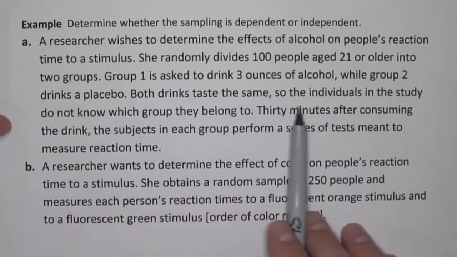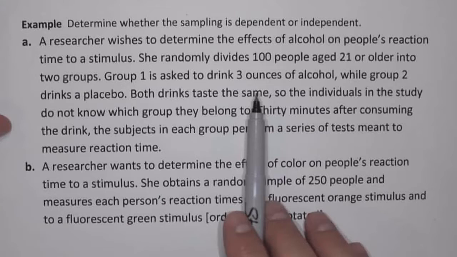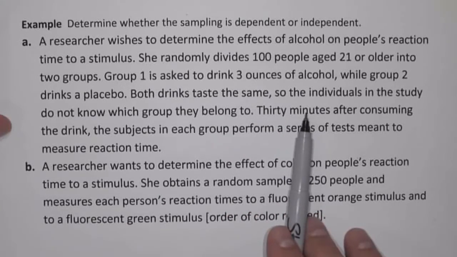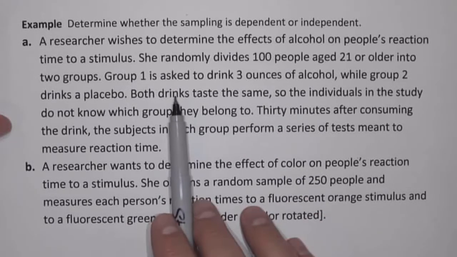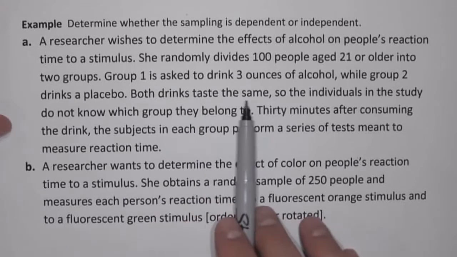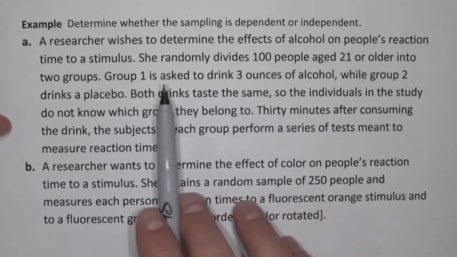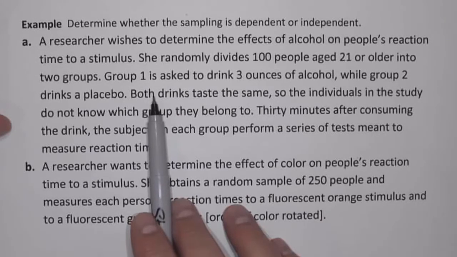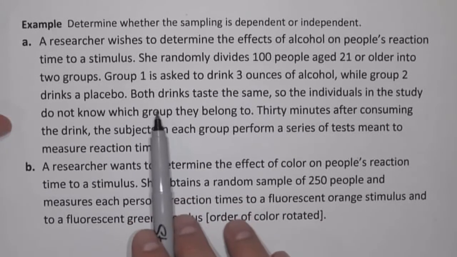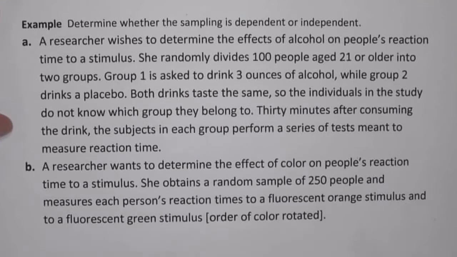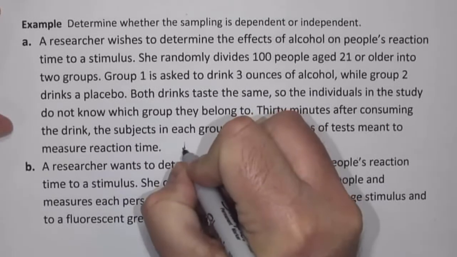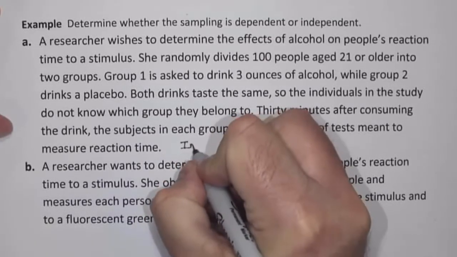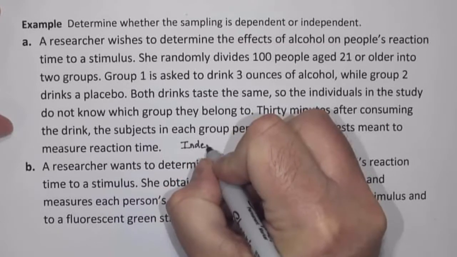So in Part A, because the individuals in the second sample are not dictated by the individuals in the first sample, in other words, the individuals in Group 2 are not determined by the individuals in Group 1, or vice versa for that matter, we have an independent method. So the answer to Part A is that the sampling method is independent.